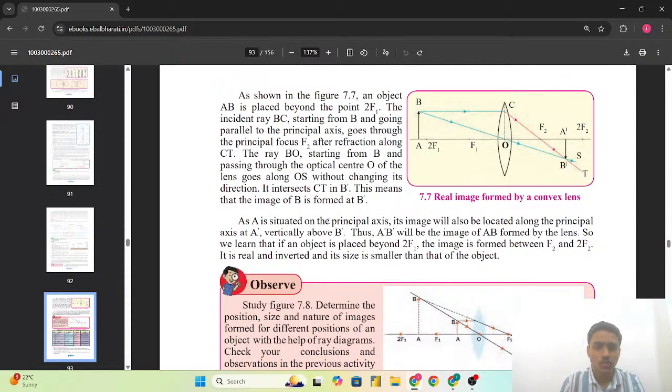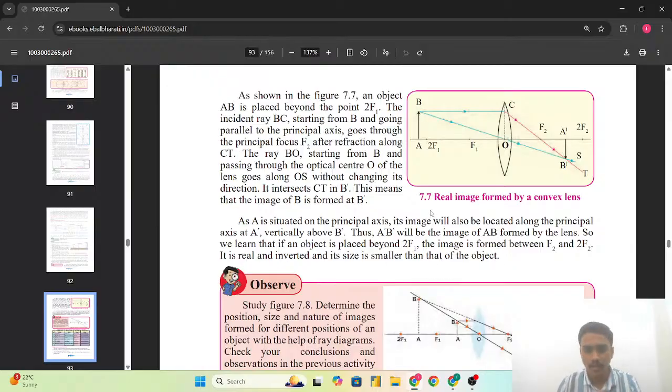As A is situated on the principal axis, its image will also be located along the principal axis at A dash, vertically above the B dash. Thus, A dash B dash will be the image of the AB formed by the lens. So we learn that if an object is placed beyond 2F1, the image is formed between the F2 and 2F2. It is real and inverted and it's smaller in size than the object.